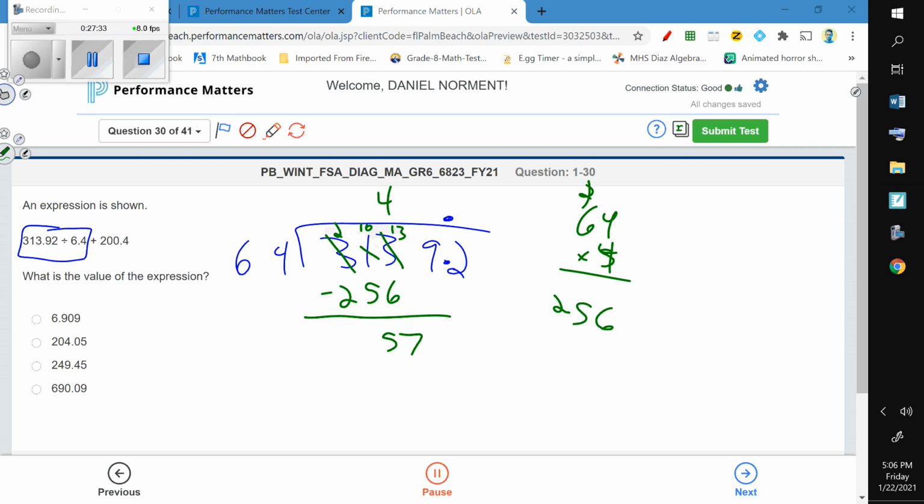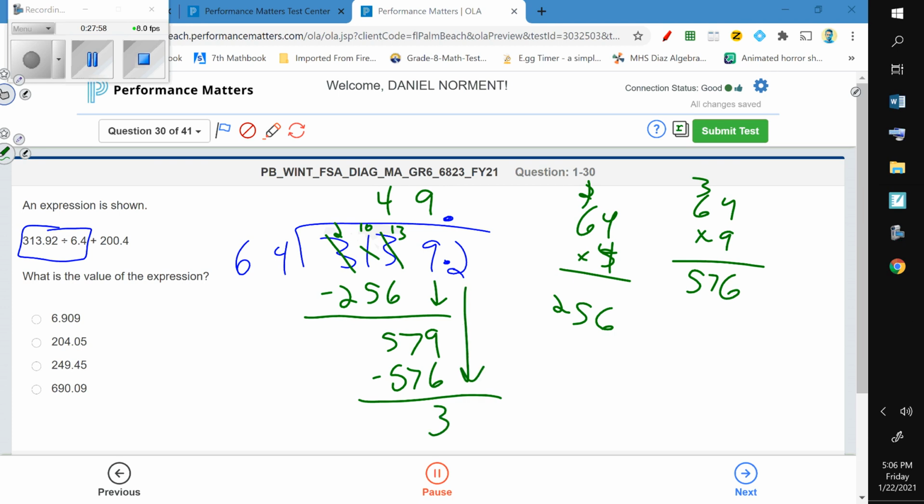Yeah. So now I'm going to bring the 9 down. 64 goes into 579. 9 times 6 is 54. So let me do 64 times 9. 6, 3, now it's 6, 54, 5, 57, 576. Ooh, that's a good number. So I'm going to put a 9 here. I'm going to put 5, 7, 6 right here. God, this is a long problem.